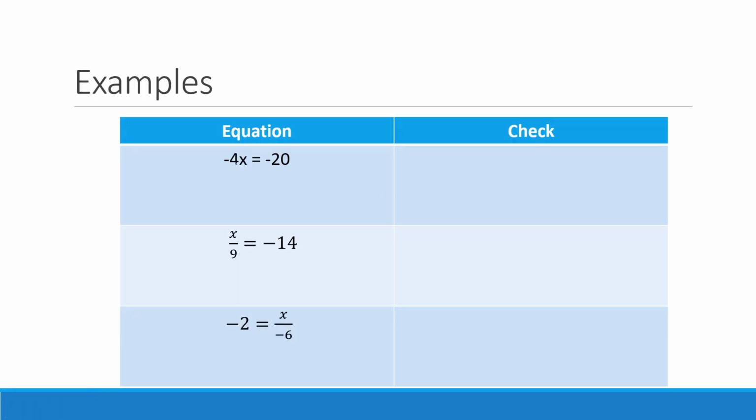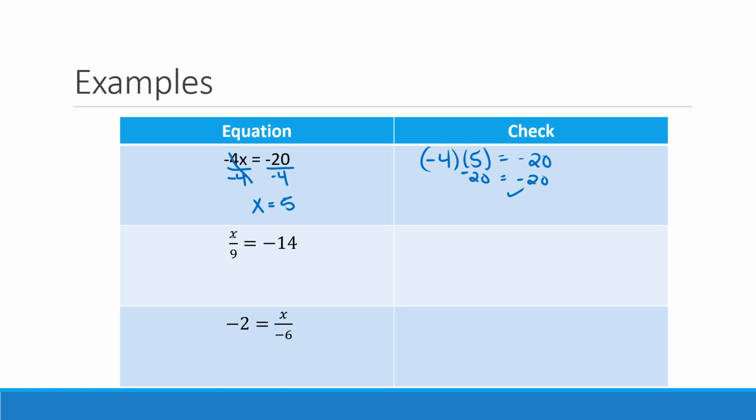In the first one, ask yourself what's preventing x from being by itself, which is the negative 4. This indicates multiplication when they're side by side. So the opposite of multiplication is to divide. So we're going to divide both sides by negative 4. Now notice I didn't change the sign like I did with addition and subtraction. Multiplication and division are opposites of each other. So if you're multiplying by negative 4, to get rid of it, the opposite is divide by negative 4. Again, don't change the signs. So negative 20 divided by negative 4 is going to give me positive 5. Check my answer, negative 4 times 5, does that equal negative 20? And yes, it does. So this one checks out.